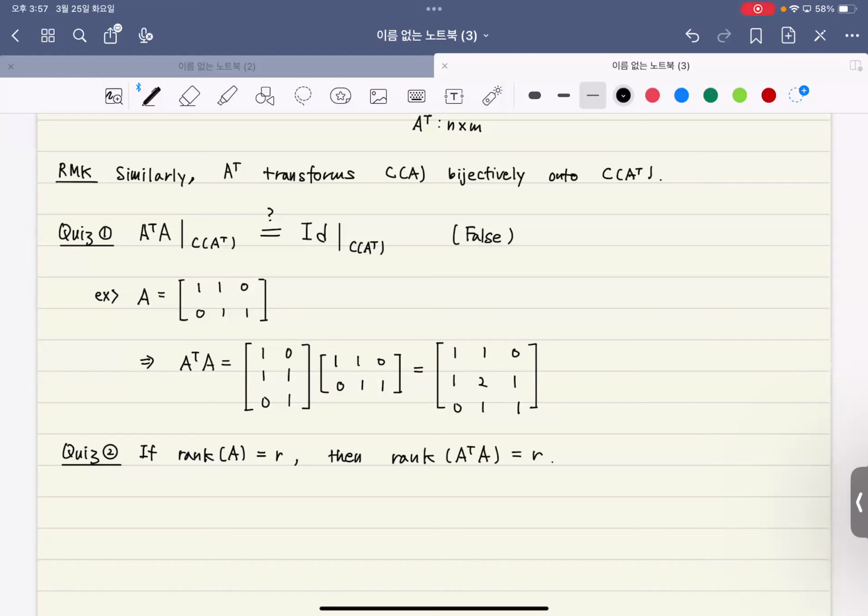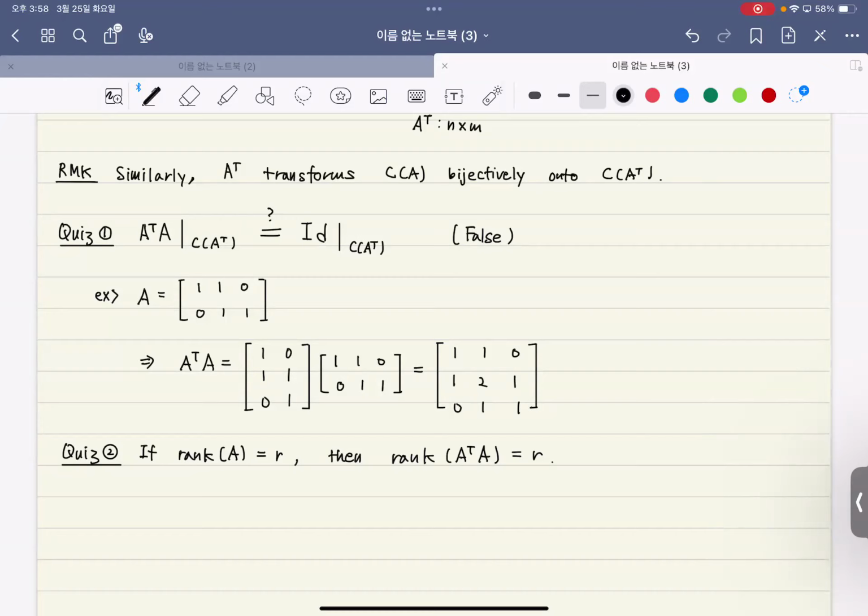What do you think about this claim? I have some random n by n matrix, and it has rank R. Now, I multiply it by A transpose. Does the rank remain unchanged under this multiplication? Right, this is true.